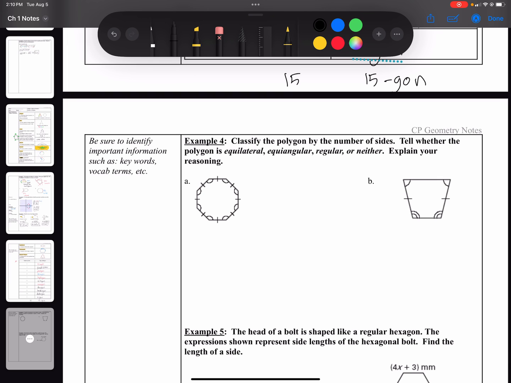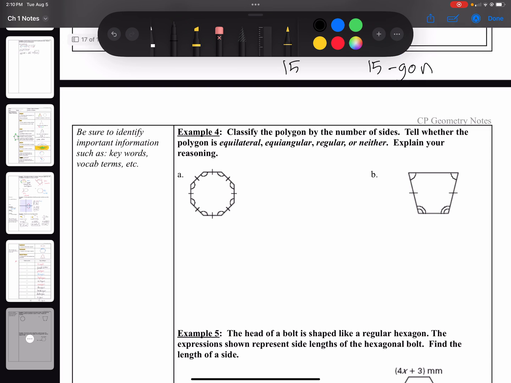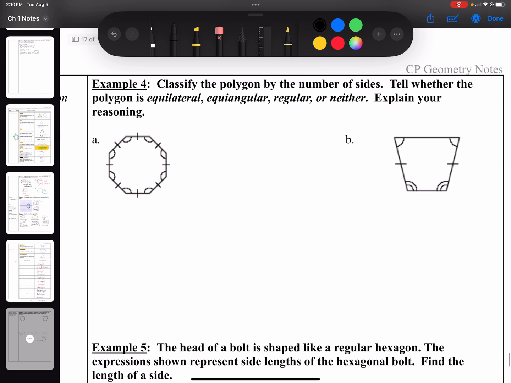Make sure that you're identifying important keywords, vocab terms, and so on when you're reading directions to these problems. So for example 4, it says classify the polygon by the number of its sides. Tell whether it's equilateral, equiangular, regular, or neither. Explain your reasoning. Well, in A, all the sides have 1 tick mark, which means it's equilateral. But all the angles have 1 arc mark, which means it's also equiangular. And remember, when it's equilateral and equiangular, it's a regular figure.